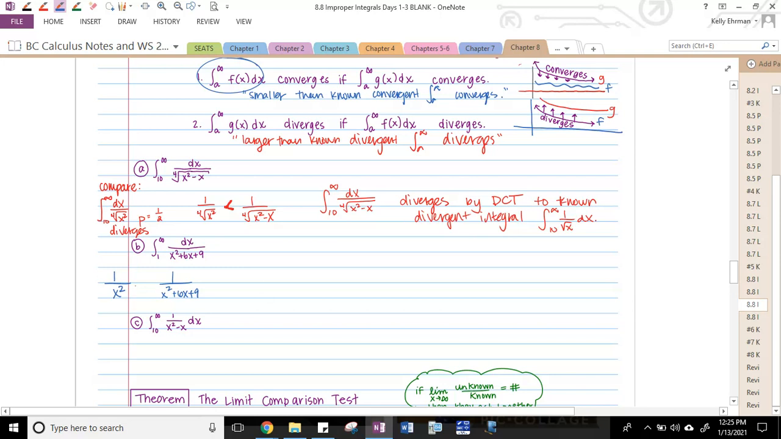All right, anyway, which one is smaller? So the larger denominator is the smaller overall fraction. So x squared plus 6x plus 9 is the larger denominator. That's smaller overall.